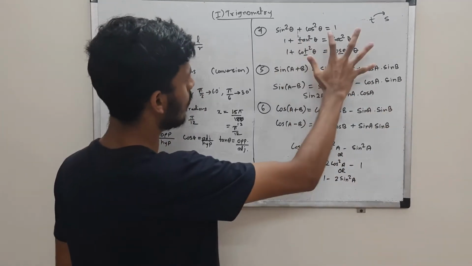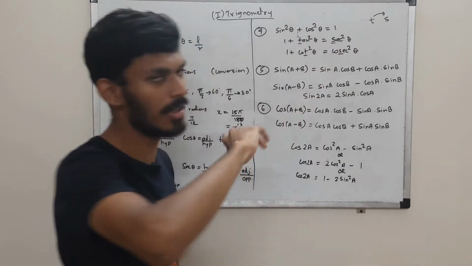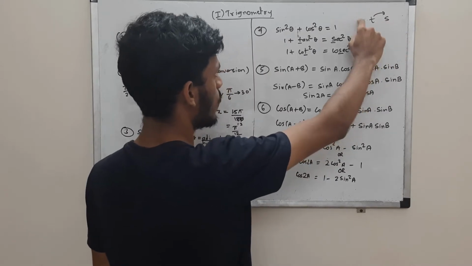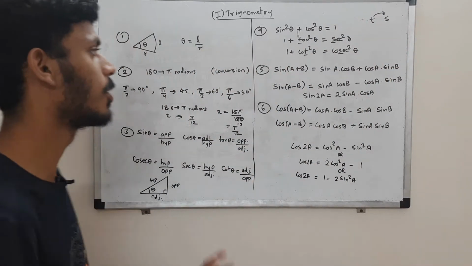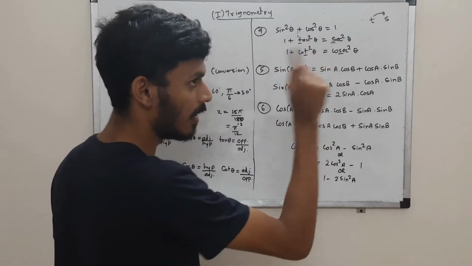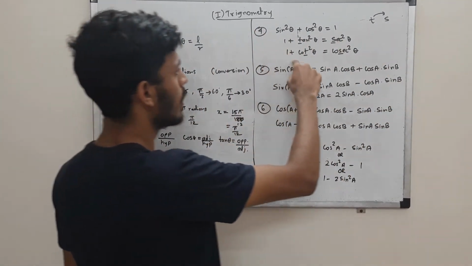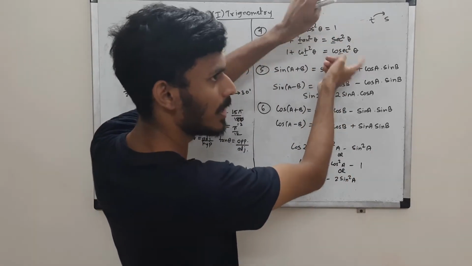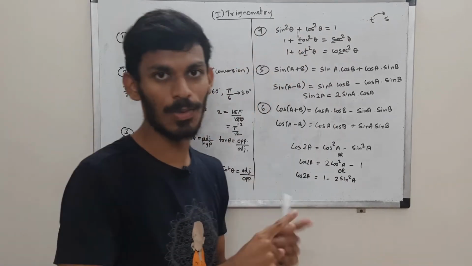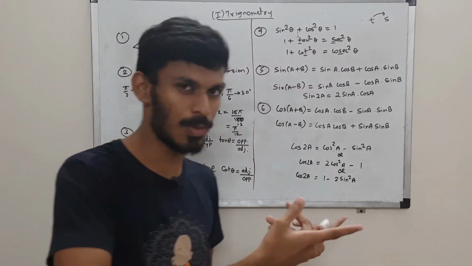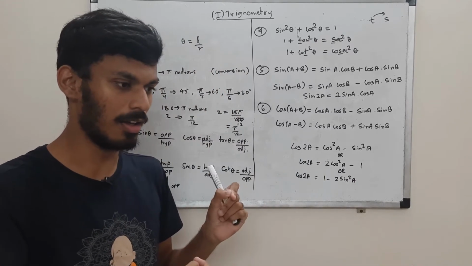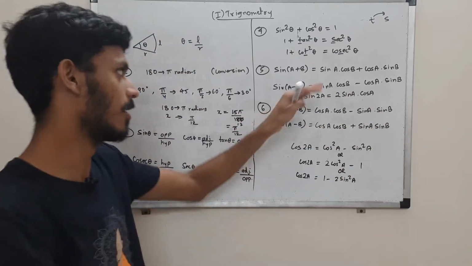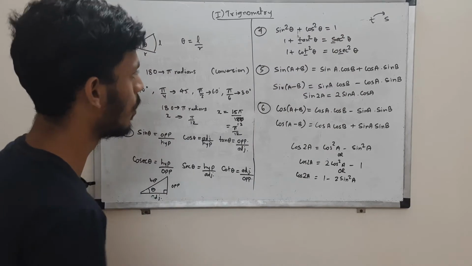I'll also give you a trick to remember this. Now sin square theta plus cos square theta is equal to 1 is very simple, right? Let's come to the other two. You can remember t to s. If you add 1 to t, that will give you s. So 1 plus tan square theta is equal to sec square theta, and 1 plus cot square theta is equal to cosec square theta. Here you remember c to c, so that you don't mix up between these two.